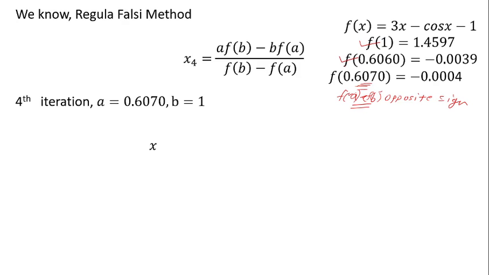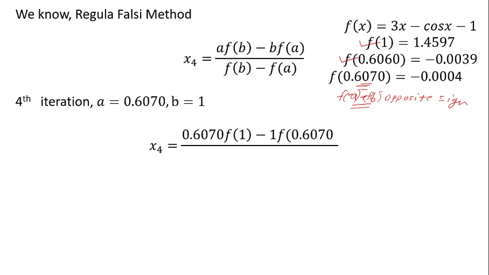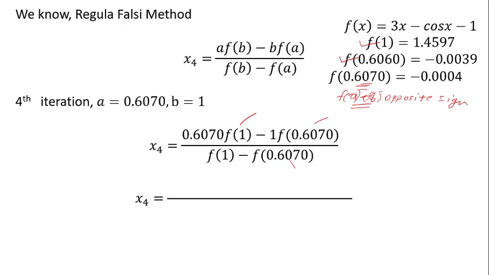Next we again put the values in the formula for x4. So a is 0.6070 into f of 1, because b is 1, minus b, which is 1, into f of a, which is f of 0.6070, divided by f of b, f of 1, minus f of a. A is 0.6070, so f of 0.6070. Now we put the values of each function, this function, this function, this function.